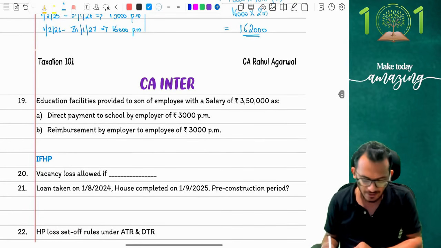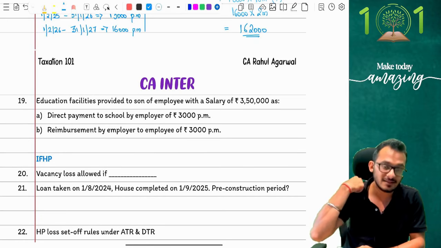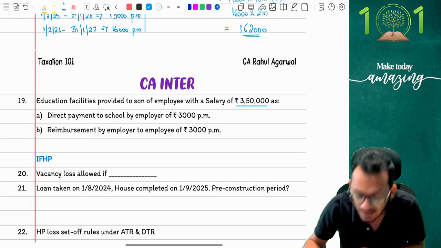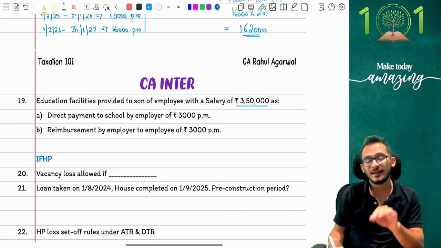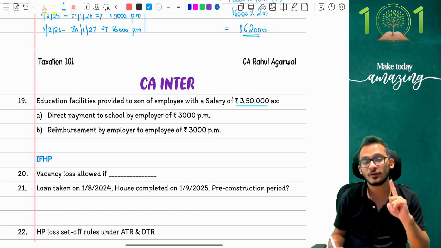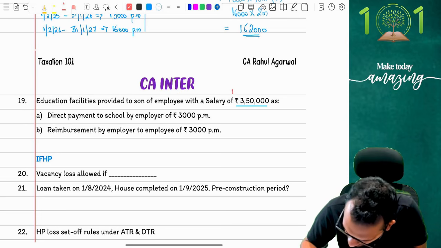The amendment of the current year comes and says, education facilities provided to the son of employee with a salary of 3,50,000. Be very, very careful. Question says my salary is 3,50,000. Current year amendment comes and clarifies that if a person has a salary less than 4 lakh rupees, he will not be considered a specified employee, which means I'm going to confirm saying this person is not a specified employee.